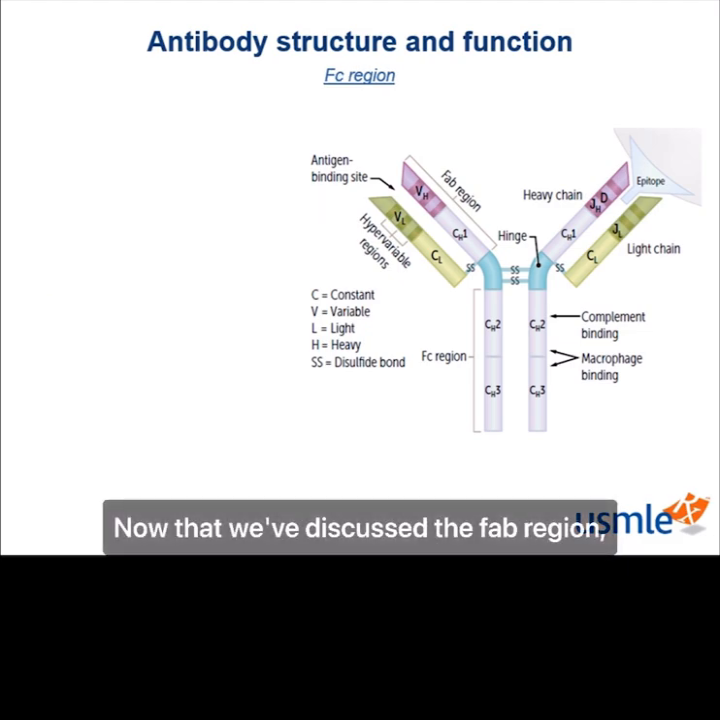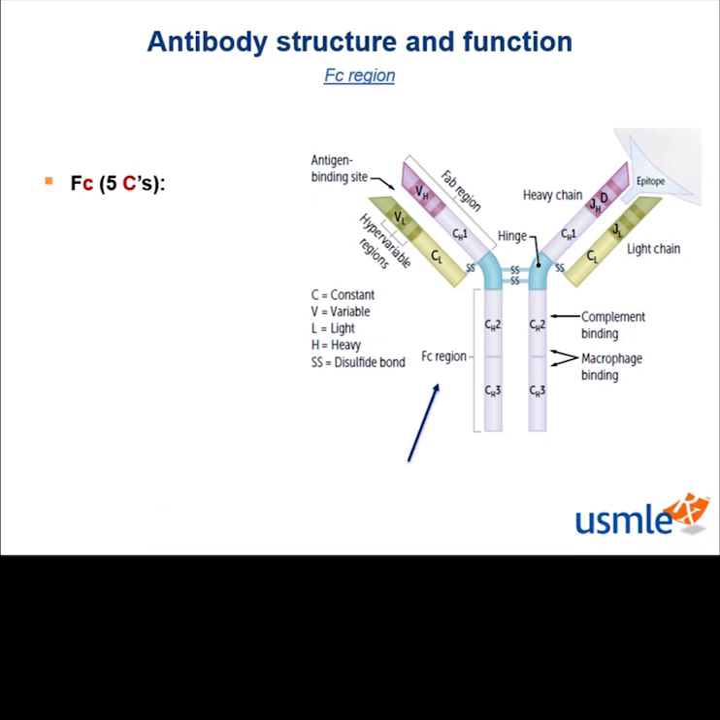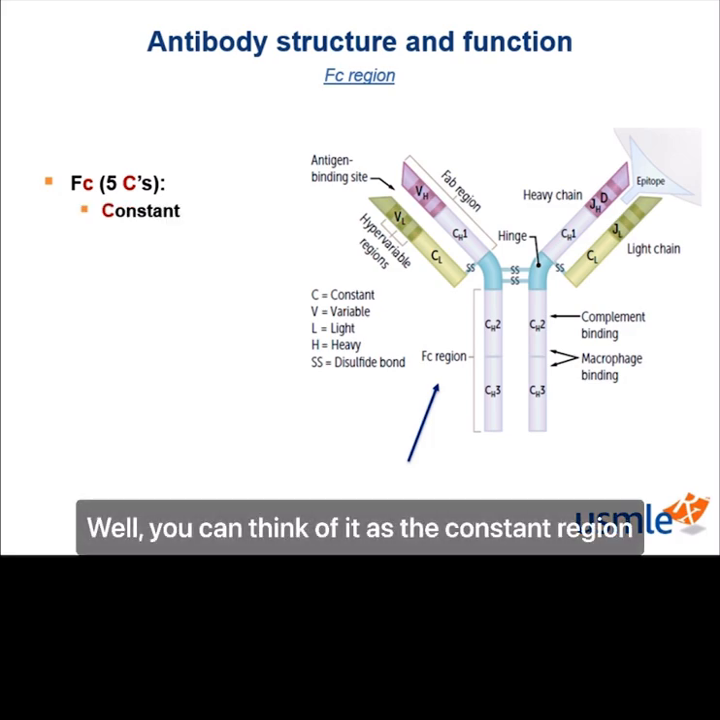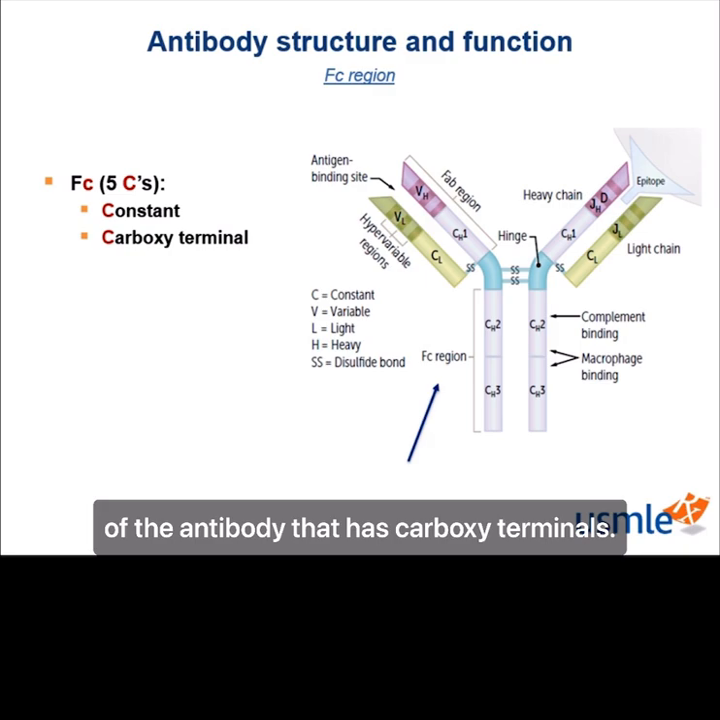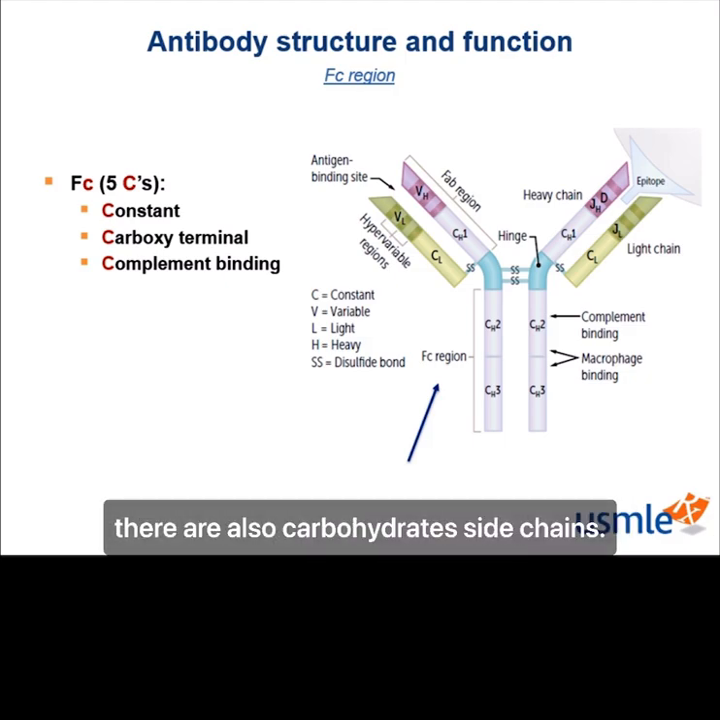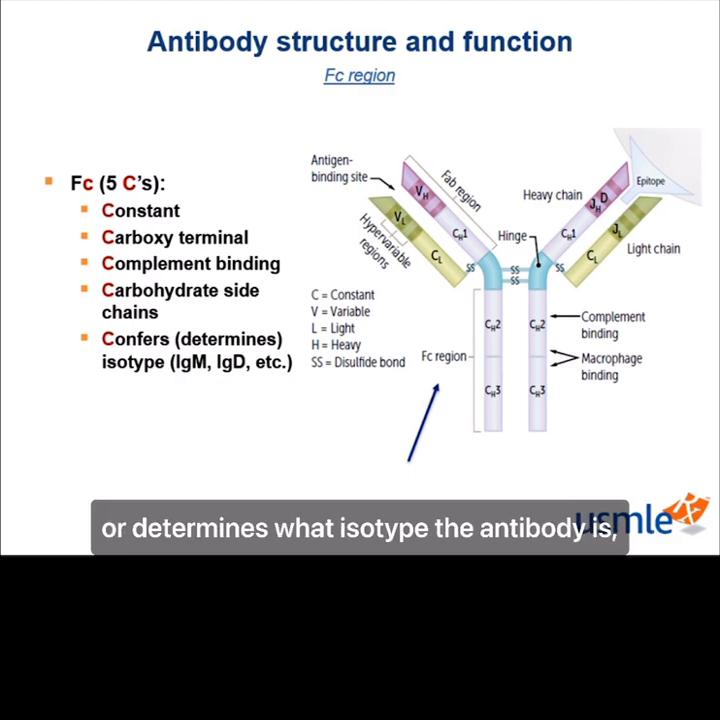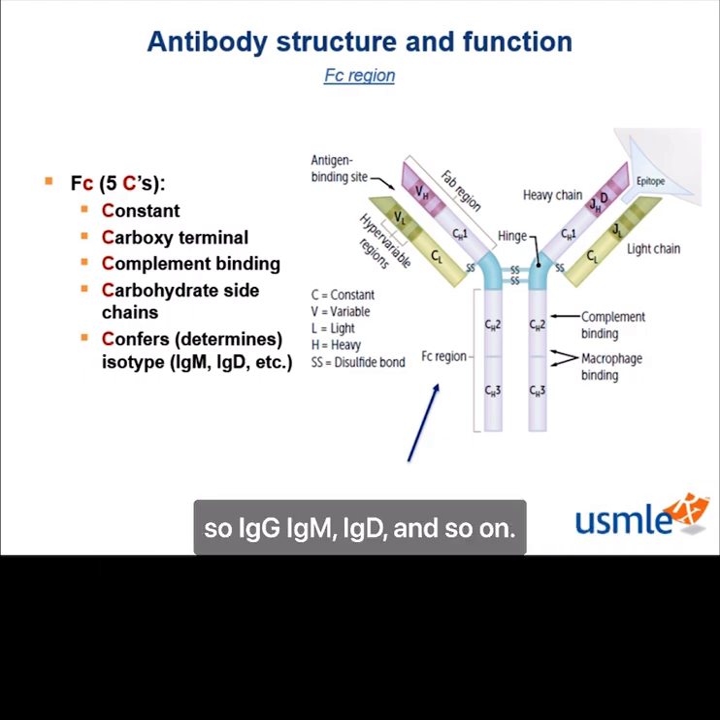Now that we've discussed the Fab region, let's move on to the Fc region down below. It's the stem or the bottom of the Y, pointed out by this arrow. Well, what does the C stand for? Well, you can think of it as the constant region of the antibody that has carboxy terminals. It is also where complement binding occurs. In this region of the antibody, there are also carbohydrate side chains. This is the part of the antibody that confers or determines what isotype the antibody is. So, IgG, IgM, IgD, and so on.